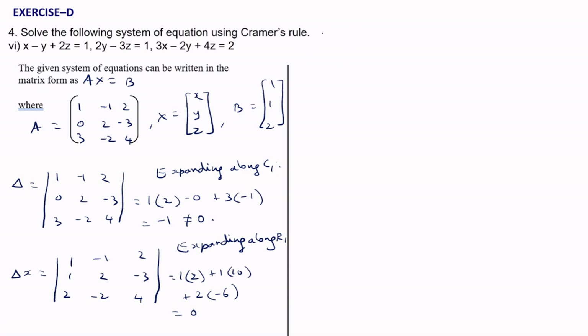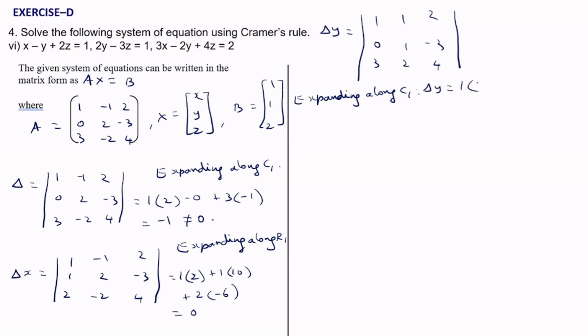Next we have delta y. Delta y is the determinant where the first column will remain the same, the second column will be 1, 1, 2, and the third column 2, minus 3, 4. So let us expand along C1. Since there is a 0 there, delta y equals 1 into 4 plus 6, which is 10, minus 0, plus 3 into minus 3 minus 2, which is minus 5. So this is 10 minus 15, which is minus 5.